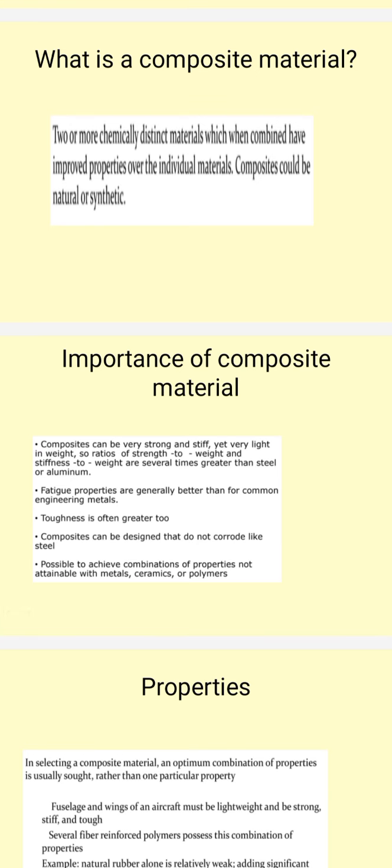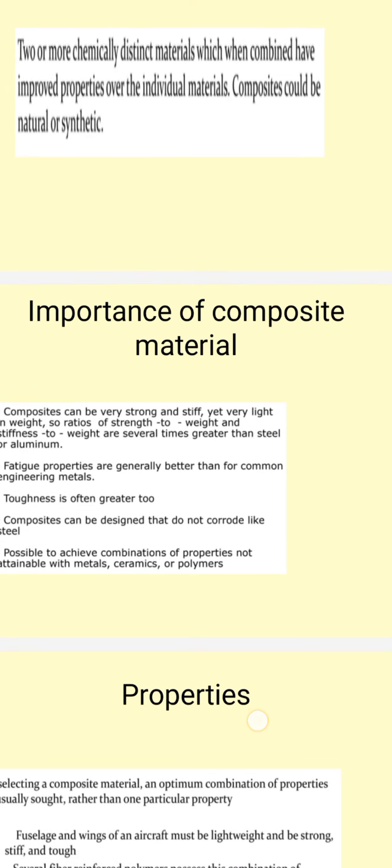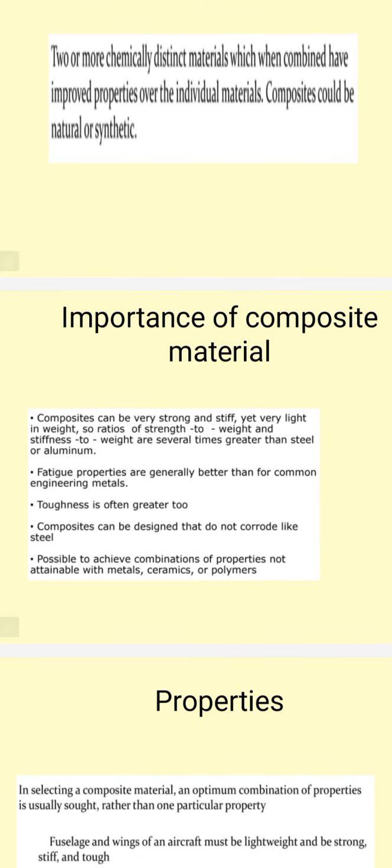Next, importance of the composite material. Composites are very strong and stiff, yet very light in weight. So ratios of strength to weight and stiffness to weight are several times greater than steel or aluminium. Fatigue properties are generally better than for common engineering metals. Toughness is often greater too.